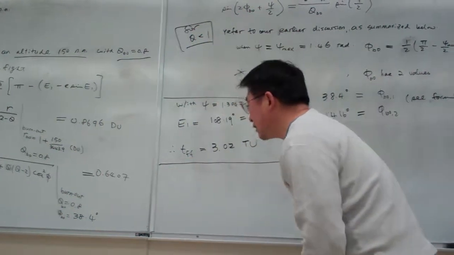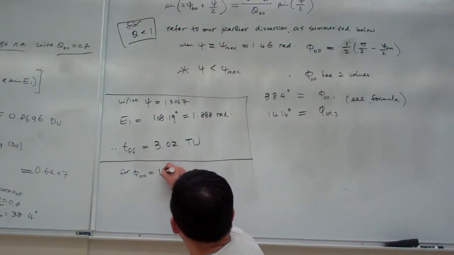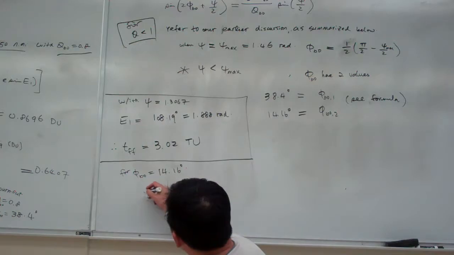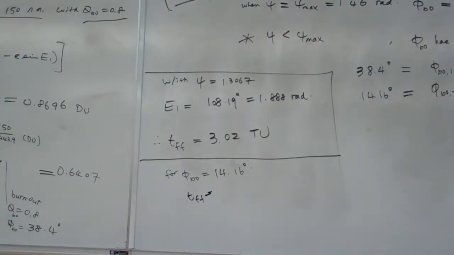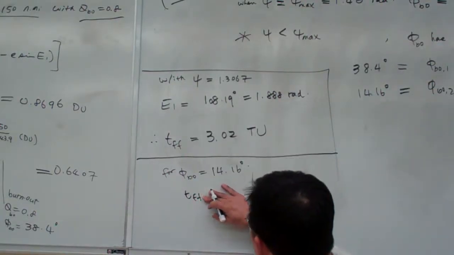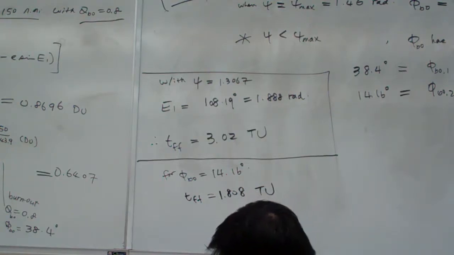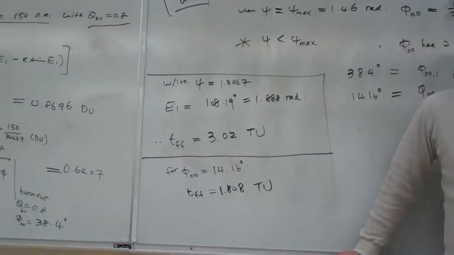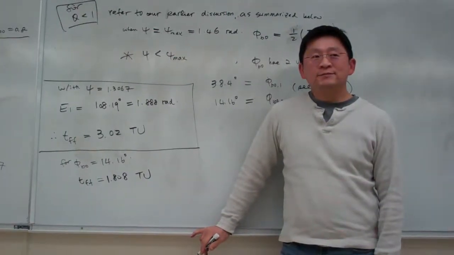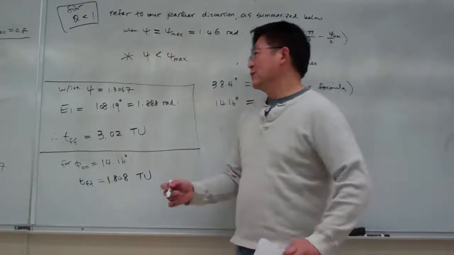And for your reference, if you'd like to practice, for VBO equal to 14.16 degrees, the corresponding time of flight is 1.808 TU. This number is about 32 minutes, and this number is about 24 minutes. Be good? A bonus question.